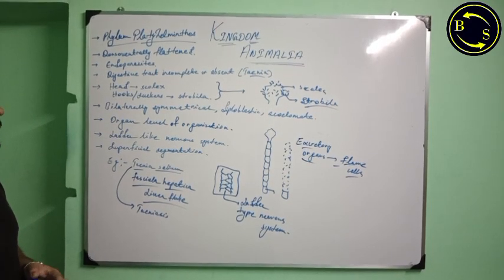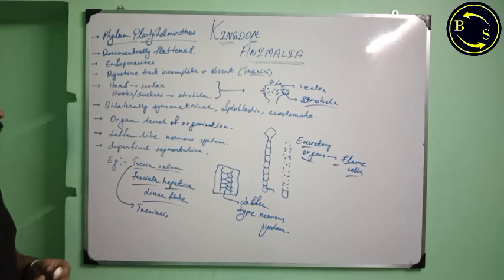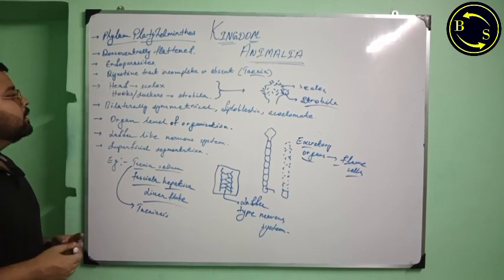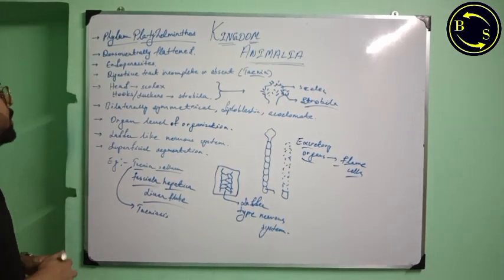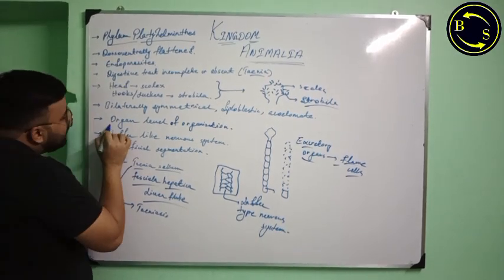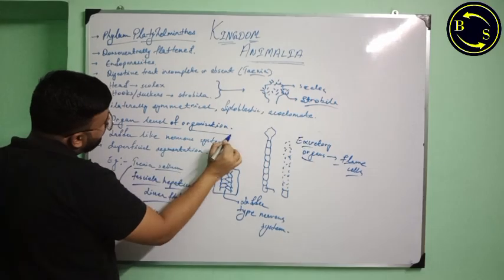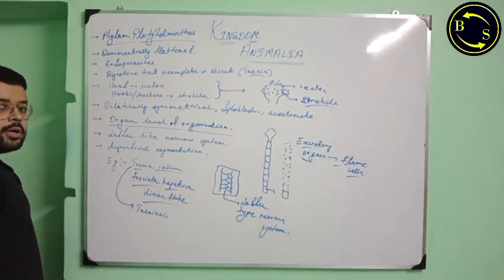So this is all. The important thing is the excretory organs, the flame cells, and they are the first group of animals or the first phylum who had evolved organ level of body plan or organization. So this is also another important one.